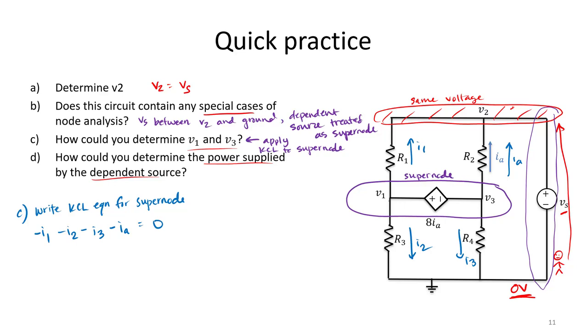What else could we do? Well, notice we know what V1 and V3 are. So we can actually write node equations. So we can rewrite that Kirchhoff's current law equation in terms of node voltages. For example, minus I1 would become minus V1 minus V2, or in this case, V2 is equal to Vs, right? Divided by R1.